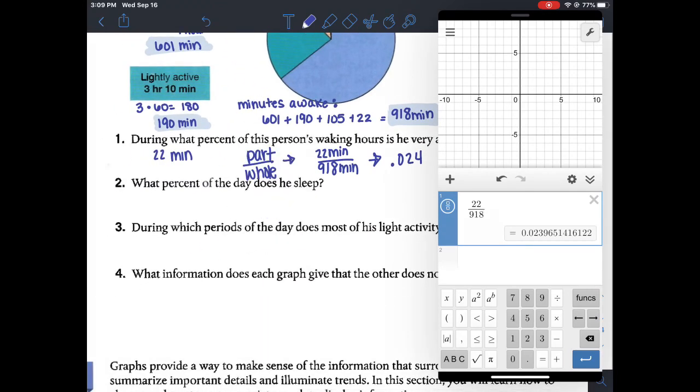The hours that he's awake during the waking hours. Now, if you look at the answer key, this is different. I believe my answer key is incorrect. So my answer is correct on this video.